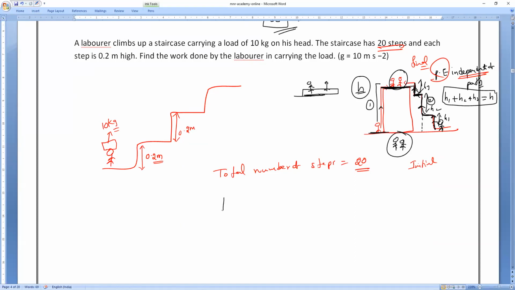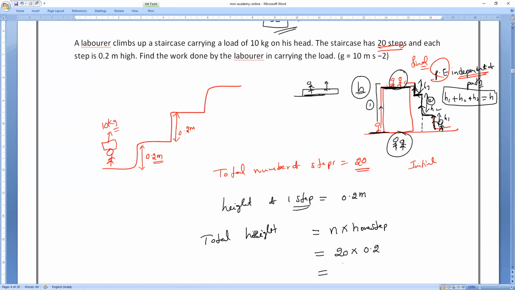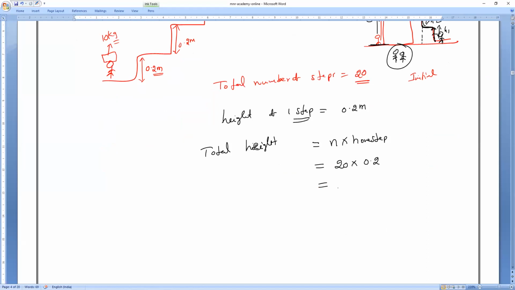Yes, then the height of one step, how much is it, guys? 0.2 meters. Then can you tell me what is the total height? The total height traveled is equal to the height of one step into the total number of steps. Am I right or wrong, guys? So which is equal to 20 into 0.2. What is the answer? 4 meters. So that is the total height. Total height is equal to 4 meters.